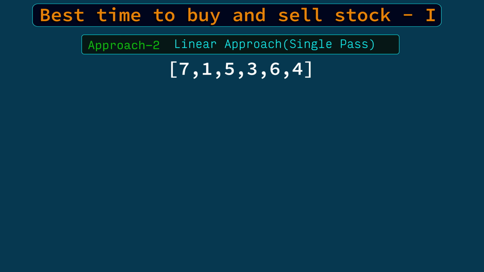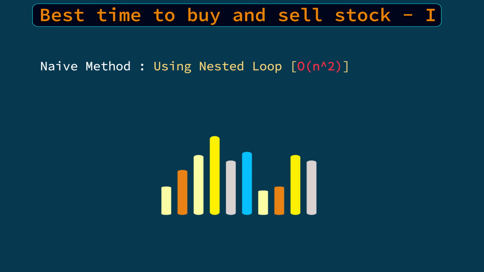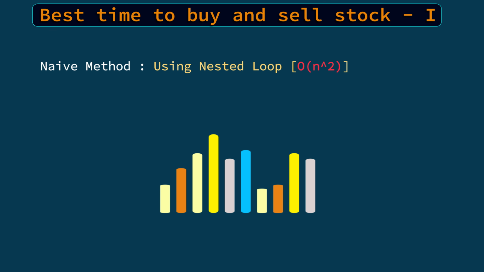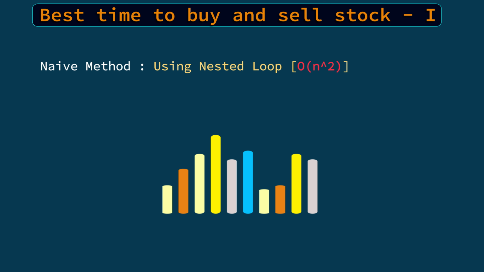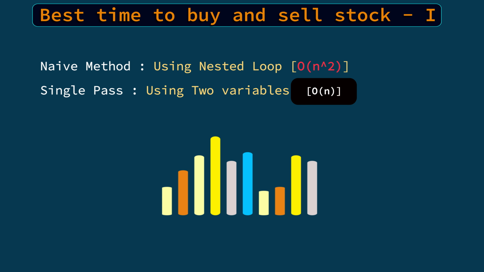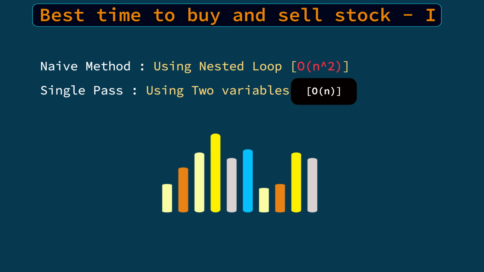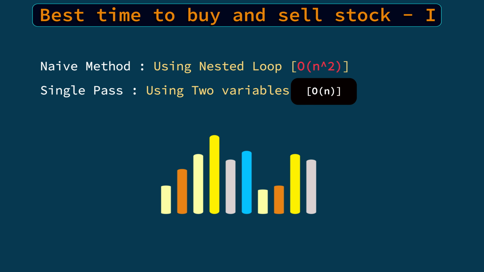In summary, for this problem we have used two approaches. In the first approach, we used two nested loops, which took O of n square time complexity. Whereas in the second approach, we used only one for loop with two variables, and it took O of n time, which is linear and the optimized one. So that is all about the second problem in our BITBEE's Leetcode 150 problems list, that is best time to buy and sell the stock.